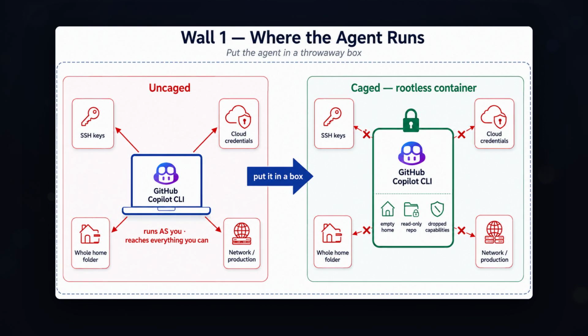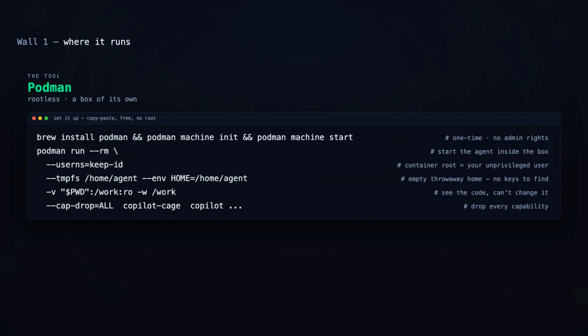So when we want a harder line, we give the agent a box of its own. It's 3 commands, and it's free. We install Podman and start it up. That's the sandbox it runs in, no admin rights needed. Then we start the agent inside that box with 3 deliberate choices: an empty, throwaway home folder, so there are no keys or credentials lying around to find. Our project mounted so it can see the code and poke around, but it physically can't change the originals, and every capability dropped. So even if something slips, there's nothing there to grab.